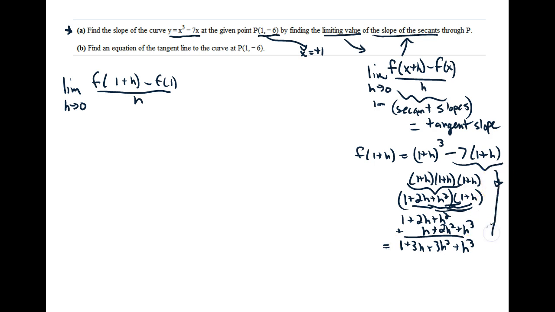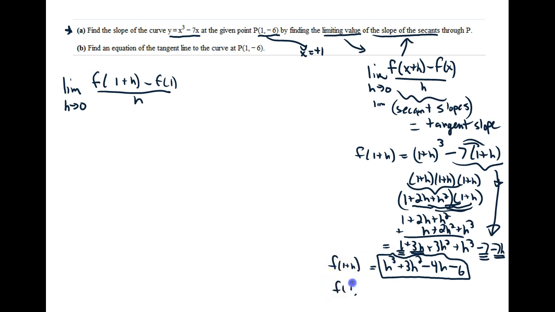Okay, then we bring that other part down. Let's go ahead and distribute and call it minus 7 minus 7h. Combining like terms, we have h cubed, 3h squared. Here we have a 3h. Here we have a minus 7h. So minus 4h. Here we have a minus 7. Here we have a 1. So minus 6. That is what 1 plus h cubed minus 7 times 1 plus h is. That is f of 1 plus h.